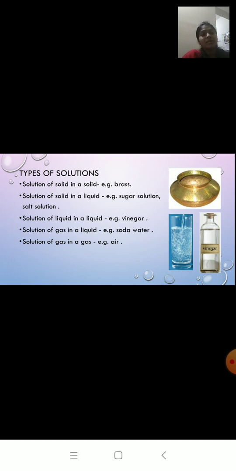Like we already learned, solutes are those substances which are present in lesser amount, and solvent is the substance which is present in greater amount. So in air, we know that nitrogen is present in greater amount. So nitrogen is the solvent. And other gases like oxygen, carbon dioxide, argon, water vapor, they all are solute. So you can say that oxygen, carbon dioxide, water vapor are mixed in nitrogen.